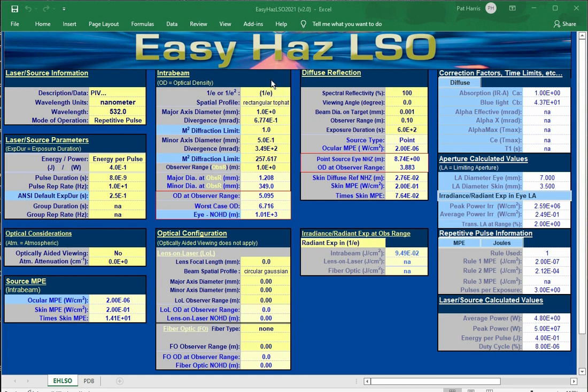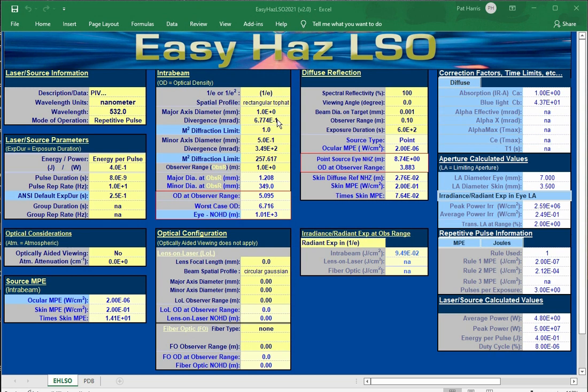We can use either 1 over E or 1 over E squared. The major axis we set at 1 millimeter. That's typically about what it is. And then M squared we'll set as 1. We'll set it to 1 because we're going to be conservative here. That will give us the lowest divergence.